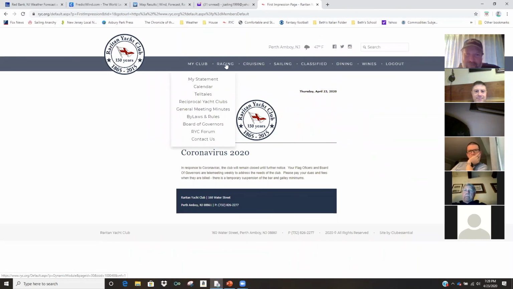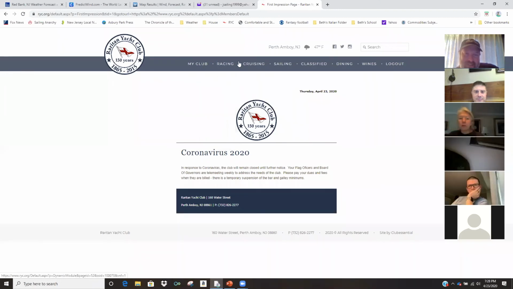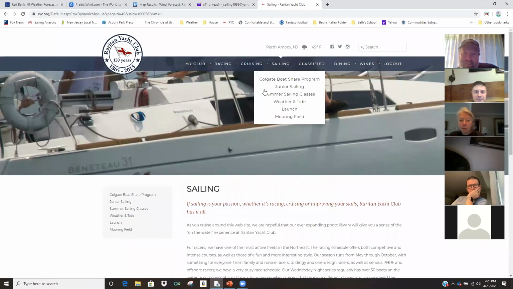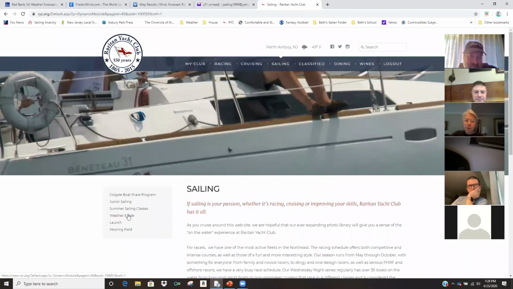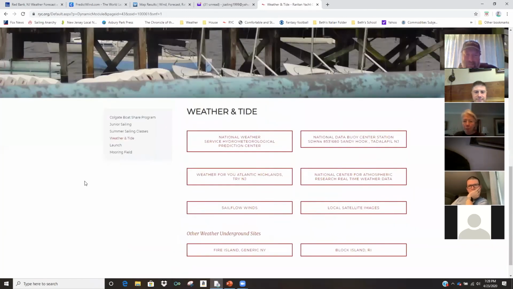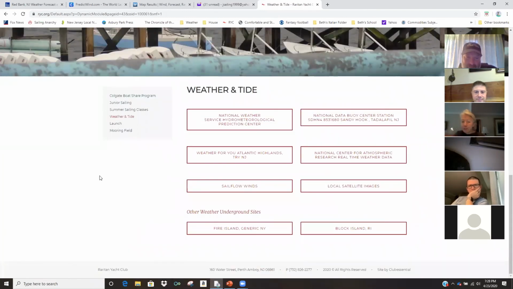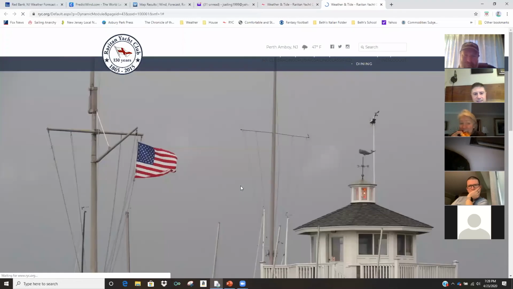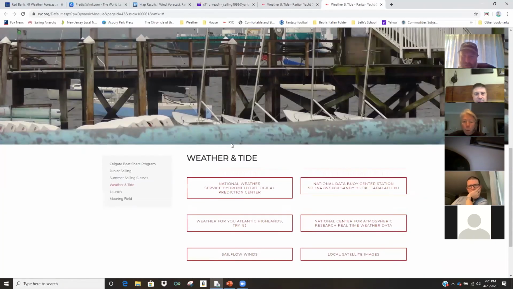What... it's in the About, isn't it? It's on here somewhere. I thought it was on here. It's under Sailing. Weather and Tide. And it even has SailFlow winds. I don't know if the link works, and if it doesn't, sorry, my bad. Oh no! It did work, but there was a link to what the cupola one said.